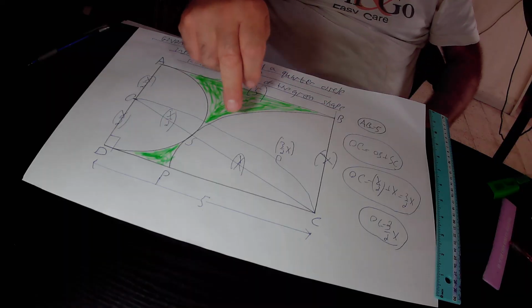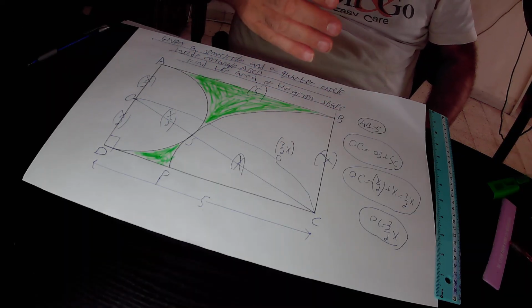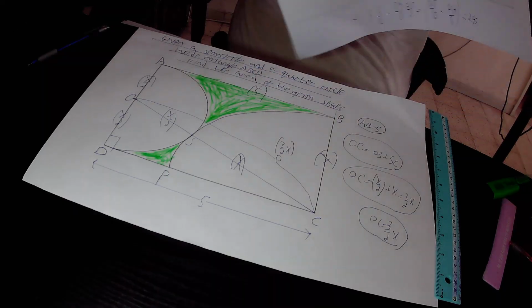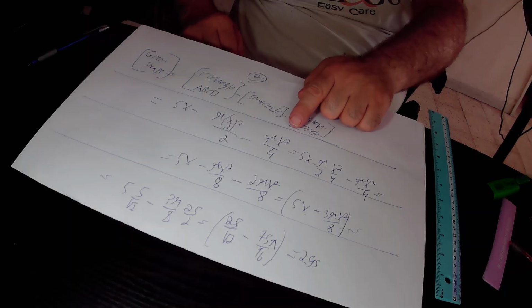We know that the radius of this quarter circle is x, therefore the area of this quarter circle must be equal to pi x squared over 4. So again, the area of the quarter circle equals pi x squared over 4.